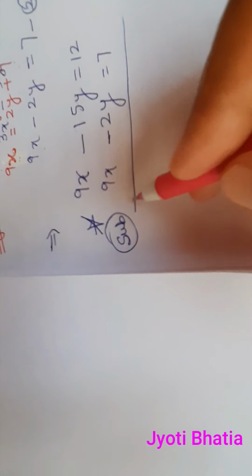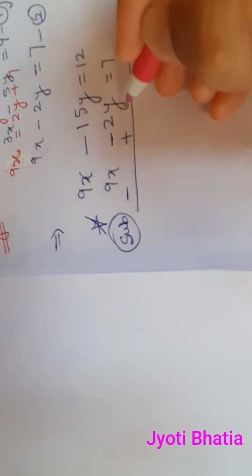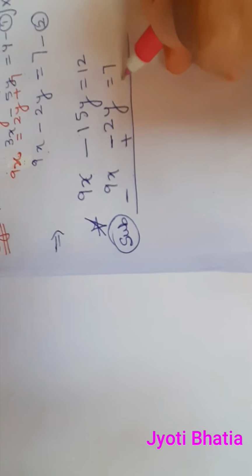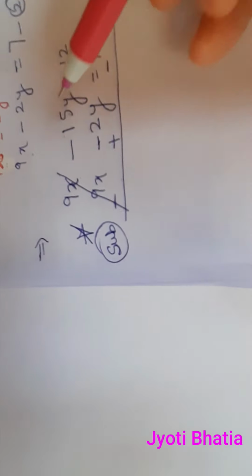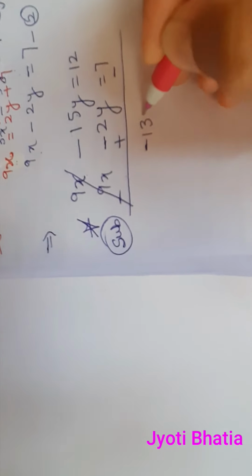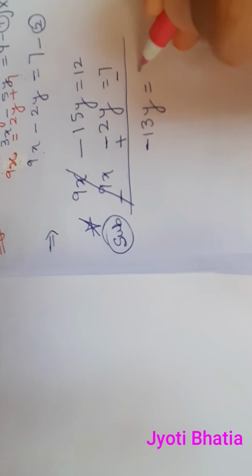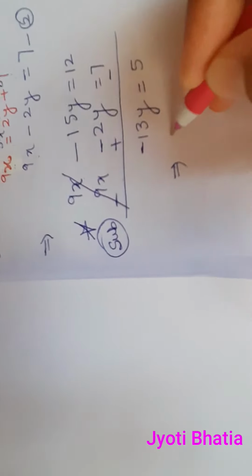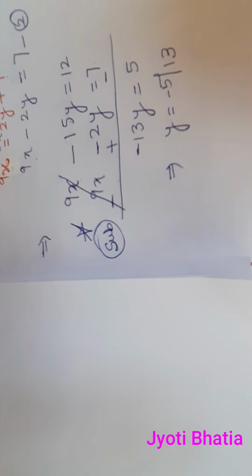And when you subtract, you know the sign gets changed. So minus plus and plus 7 it will become minus. So 9x minus 9x cancel. Minus 15 plus 2 is minus 13y, and 12 minus 7 is 5. So this gives you y is equal to minus 5 upon 13.